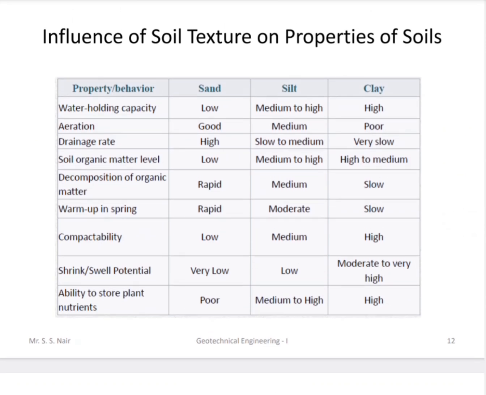Here you can see the sand, silt and clay properties influencing the soil structure, or you can say soil texture. Water absorption capacity is low in sand, medium in silt and high in clay. Aeration is good in sand, medium in silt and poor in clay. Drainage rate is high in sand, medium in silt and very slow in clay. Likewise you can see different properties influencing the soil structure.